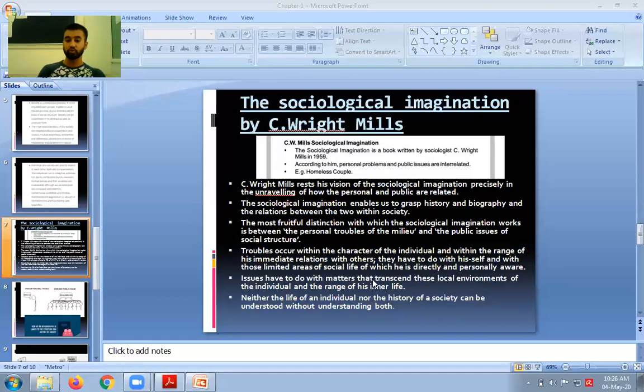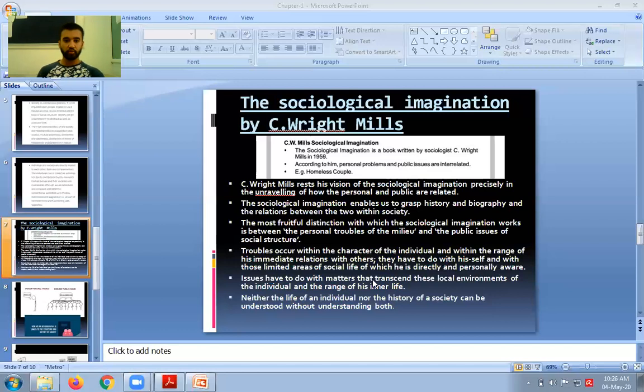So I'm sure you have understood the third point. Obviously troubles occur within the character of a person. Trouble exists not only due to public issues, but due to personal problems in the character as well. That also gives rise to personal trouble. And a public issue can be due to the mismanagement of a society. Who is going to manage the society? Government is going to manage the society. If government is unable to manage it, that leads to mismanagement of the society, and when there is mismanagement, it leads to a public issue, right? This is what C. Wright Mills wants to talk about.